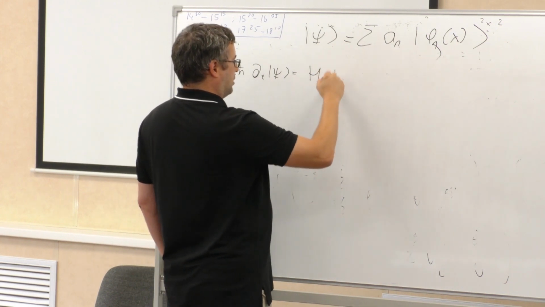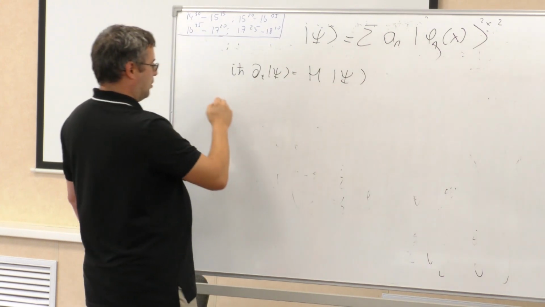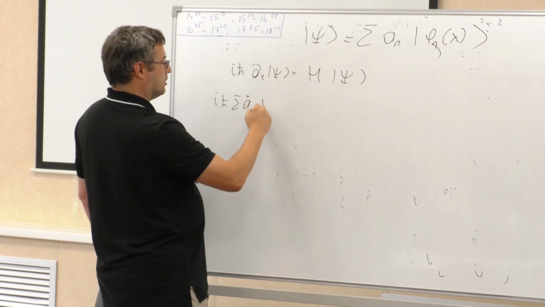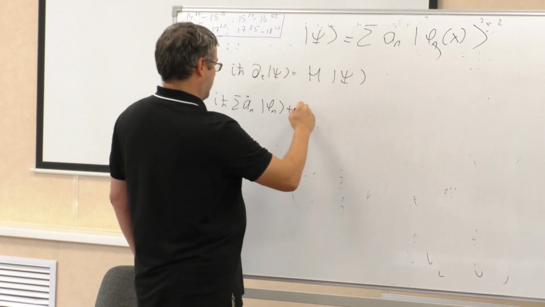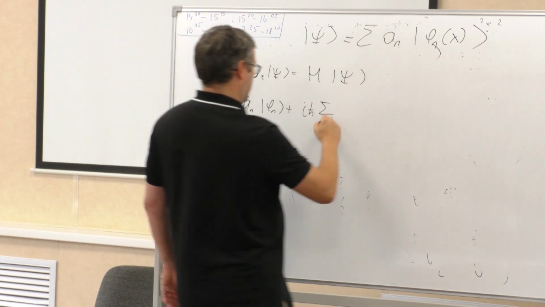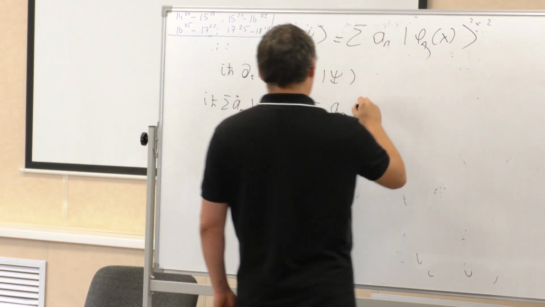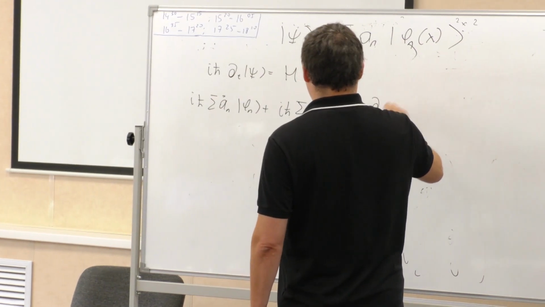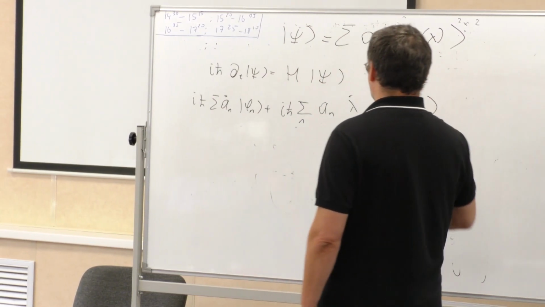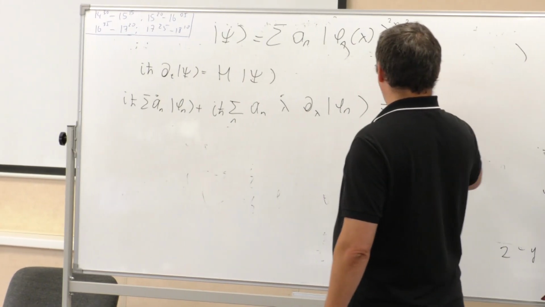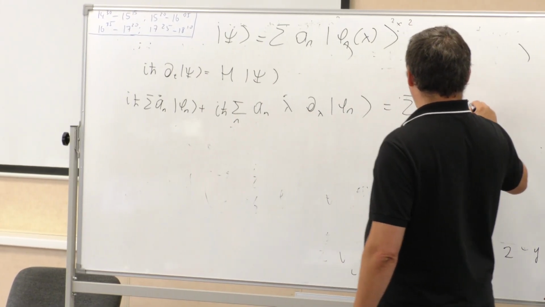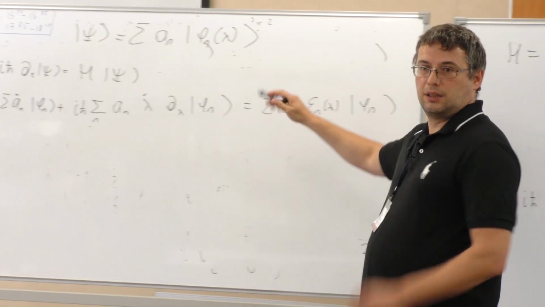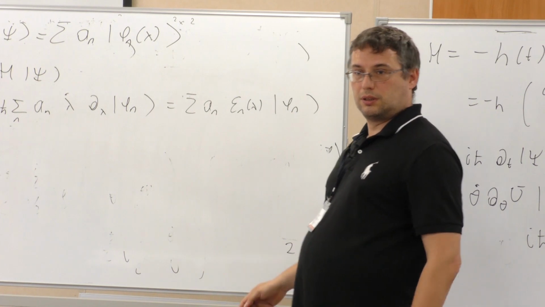Is equal to h times psi. So now what is this? I h bar sum over a n dot times phi n plus I h bar sum over n a n. Now I use chain rule, and then I will get d by d lambda of phi n is equal to sum over a n times e n of lambda times phi n. Right? That's the exact Schrödinger equation.